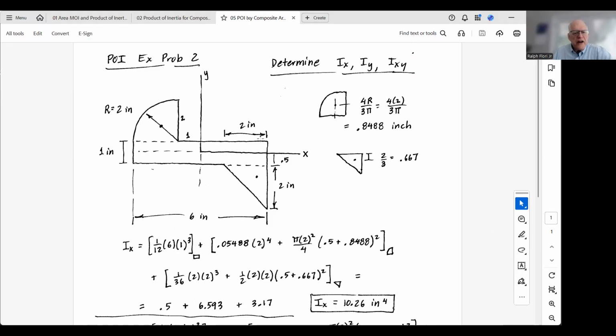So this is a horizontal segment. It's a rectangle. There's a quarter circle here at this orientation. And there's a right triangle down here at that orientation. So let's look up their formulas and make sure what's going on. Neither is at the origin, so we can't use an origin formula.